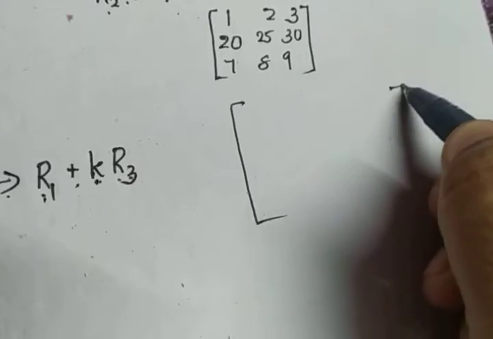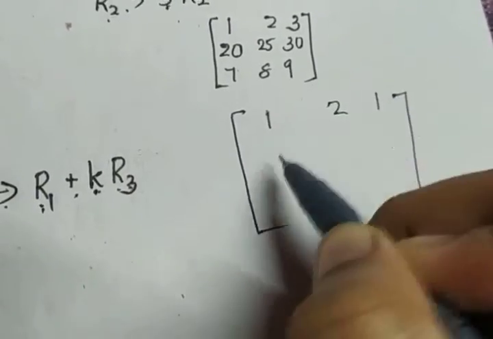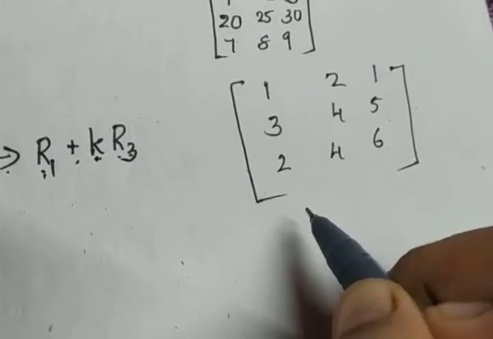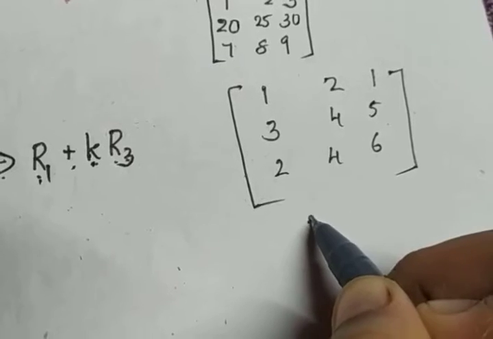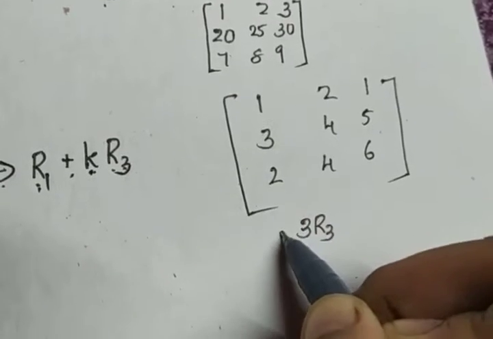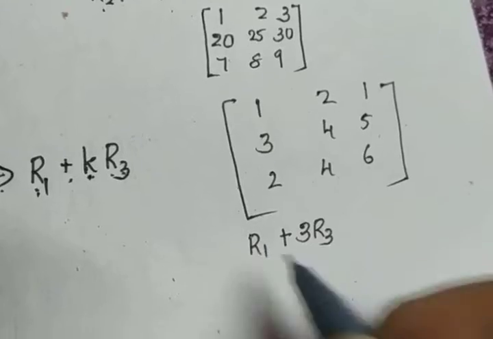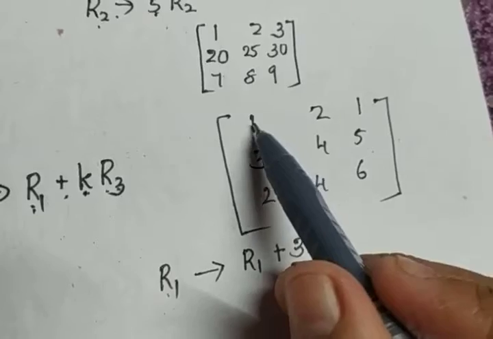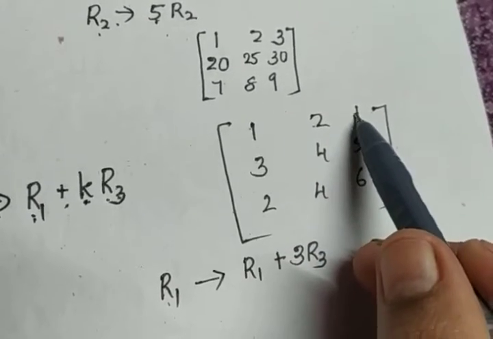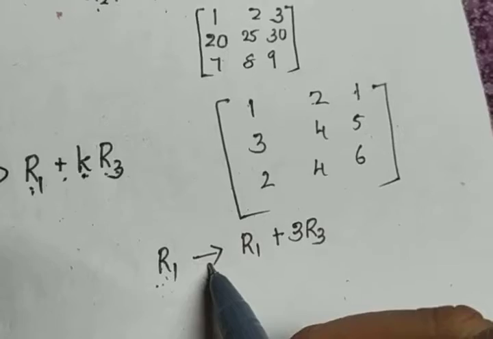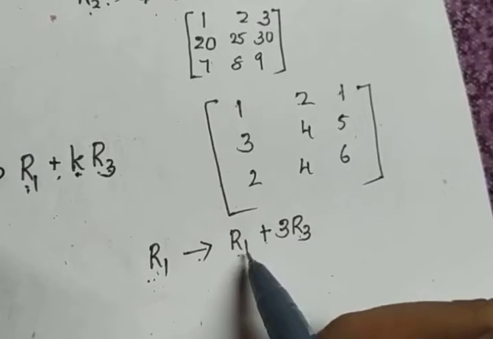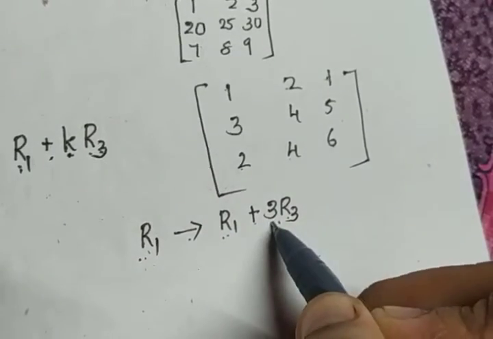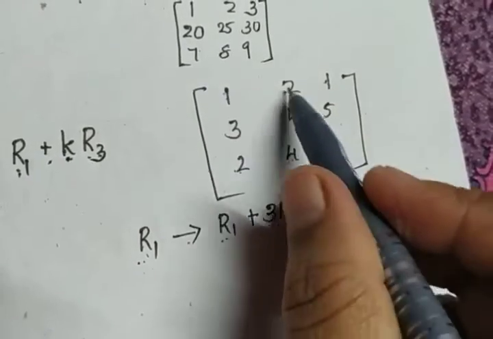Here again we will take an example. Let it be 1, 2, 1, 3, 4, 5, 2, 4, 6. I am multiplying the third row with the 3, and I am going to add it to the first row. So I want to do the elementary operation for the first row R1, and R1 gets changed to R1 plus 3R3. R1 plus 3R3 means I want to multiply every element in the third row with the 3 and then add the corresponding element to the first row.